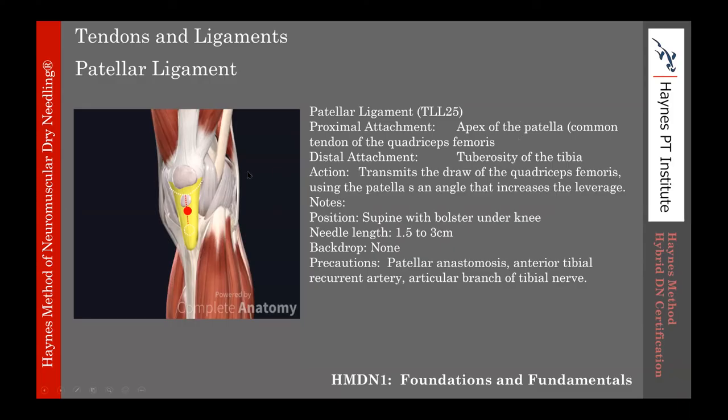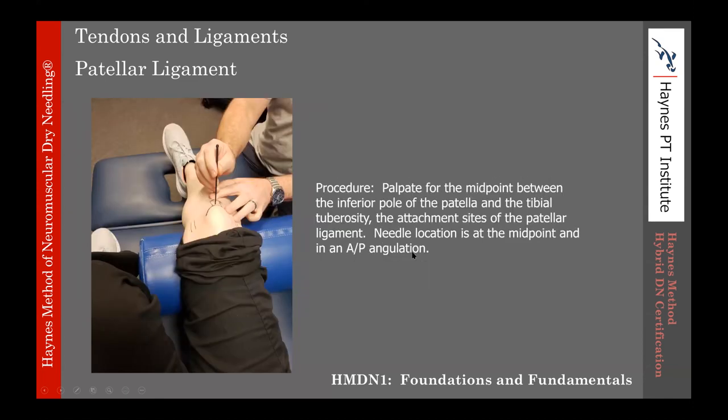Patellar ligament. Quite simply, we're going to find the inferior pole, we're going to find the tibial tubercle midpoint, and we're just going to drop 1.5 up to 3 centimeters of needle length. It won't require that whole length, and there's no backdrop.